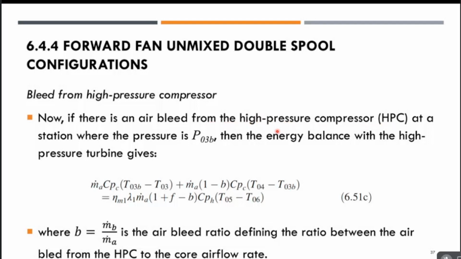From the high pressure compressor at a station where the pressure is P03B, the energy balance with the high pressure turbine gives this. This is a long expression, which is why we have it equal to the bottom here. So this will be expression 6.51C, where the symbol B is the air bleed ratio. B means bleed: the mass flow rate of the bleed air over the mass flow rate of the main air going into the core of the engine.